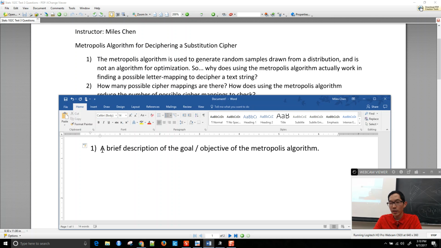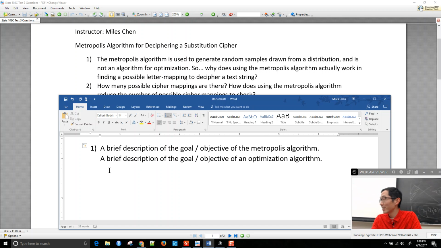Okay, and then you should do a brief description of the goal or objective of an optimization algorithm. And then you should explain how, even though the Metropolis algorithm's goal is different from the optimization goal, there are certain overlaps in terms of what it's doing that helps us.